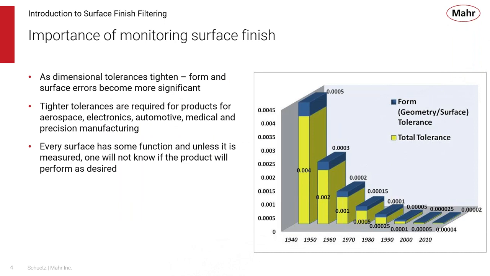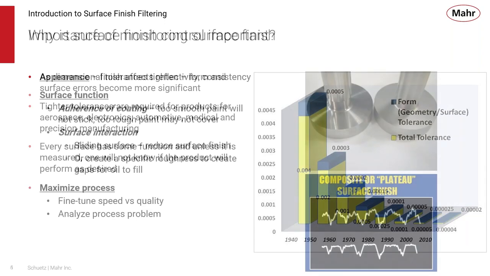So why is it important to monitor surface finish? Well, as dimensional tolerances tightened over the years, form and surface errors have become more significant, and tighter tolerances are required for products in the aerospace industry, electronics, automotive, medical, and precision manufacturing. And every surface has some function, and unless it is measured, one will not know if the product performs as desired.